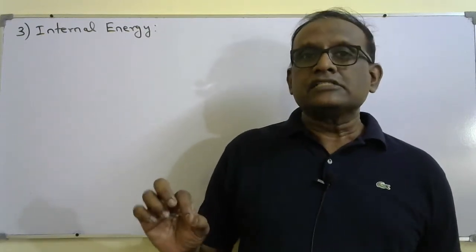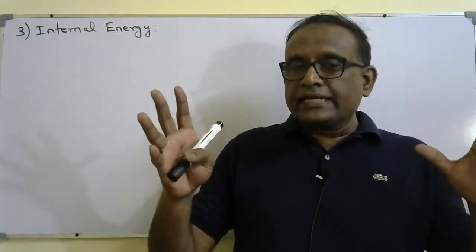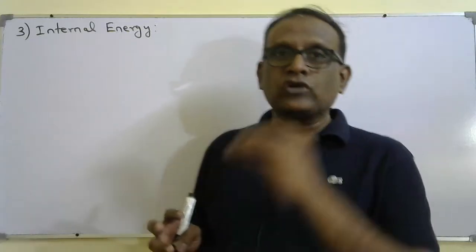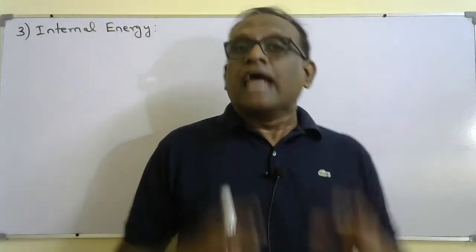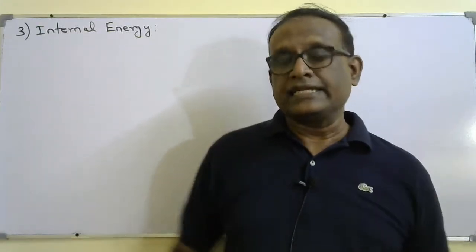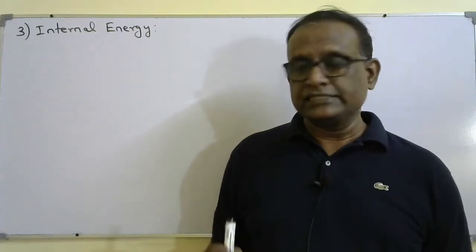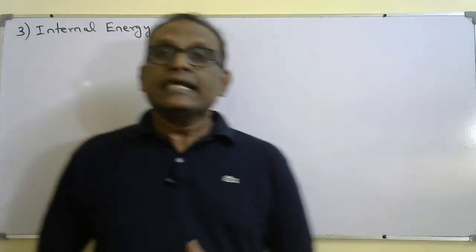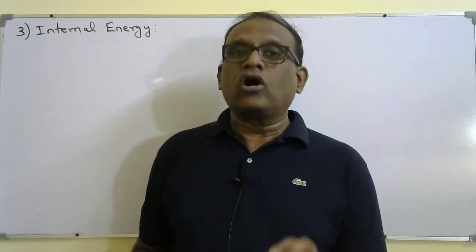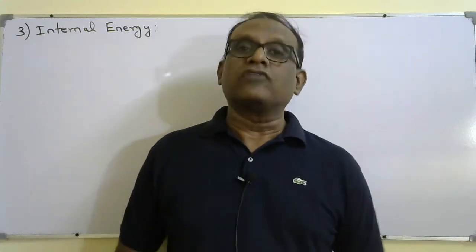When you consider a substance, say for example 1 mole of substance, all the particles in that 1 mole won't have the same magnitude of kinetic energy at an instant. Same way, they won't have the same magnitude of potential energy at an instant. So they will have different magnitudes of kinetic energy and potential energy. So what does internal energy mean? Internal energy is the sum of random kinetic energy and potential energy of the particles.